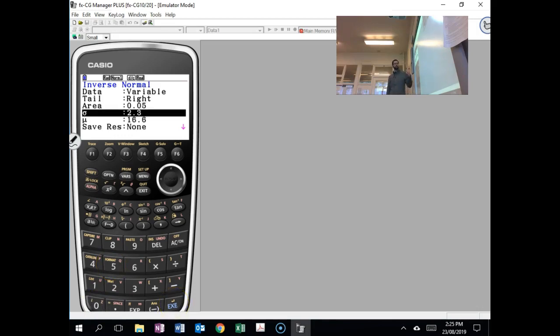Now, because we're using z, what is our standard deviation and our mean on the z distribution? What's our standard deviation and our mean for the z distribution? 1 and 0. Okay, and we've been told that the value is 1.645.